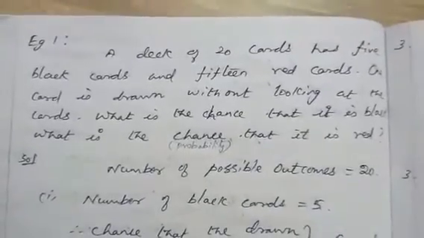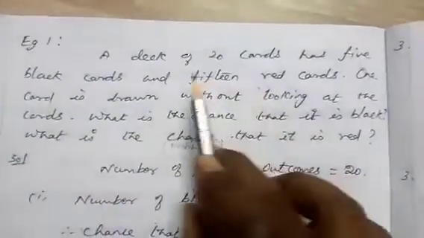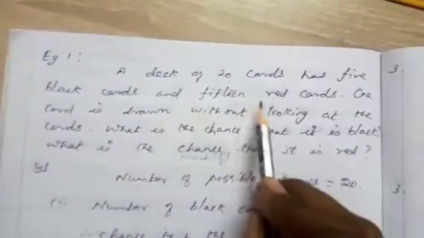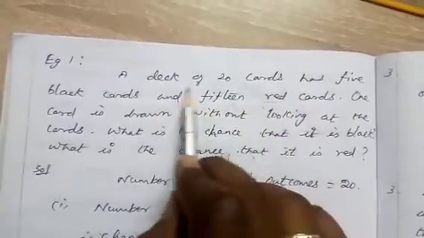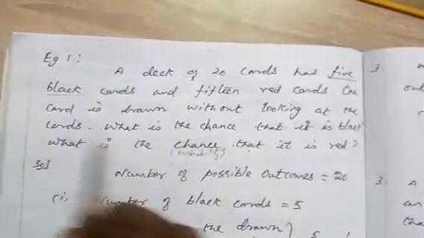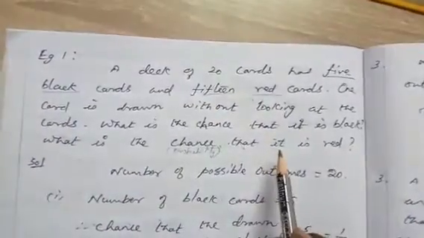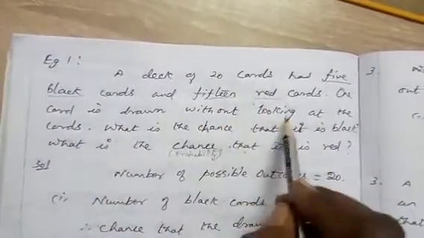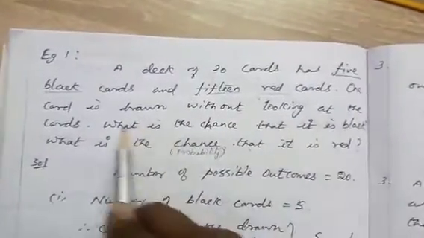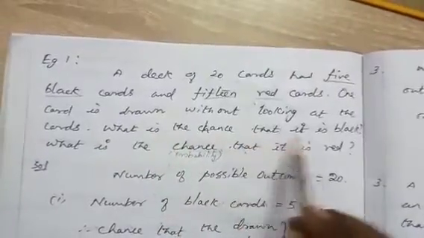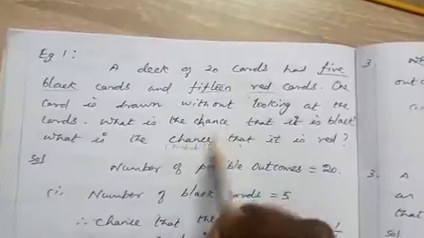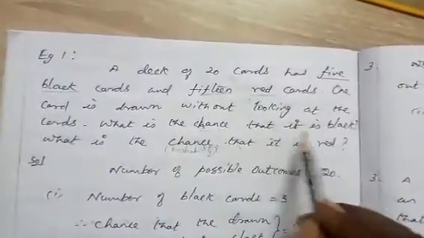Now let us see a few examples of probability. A deck of 20 cards has 5 black cards and 15 red cards. One card is drawn without looking at the cards. What is the chance that it is black? Chance here is the probability. What is the probability that it is black?